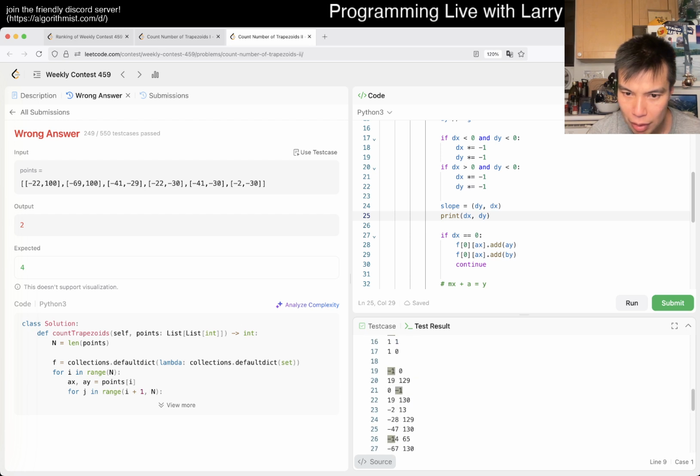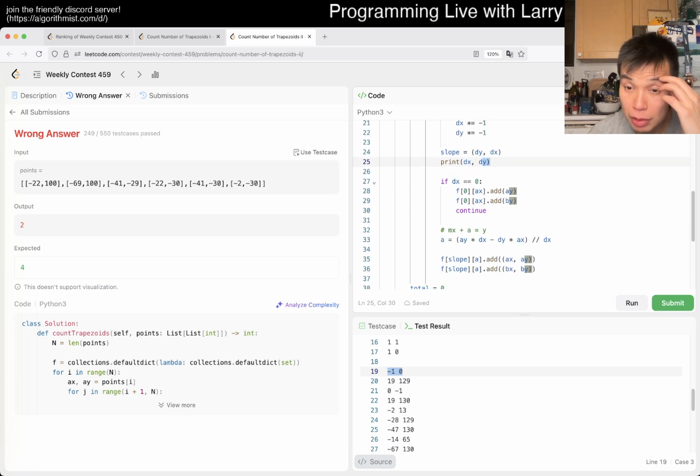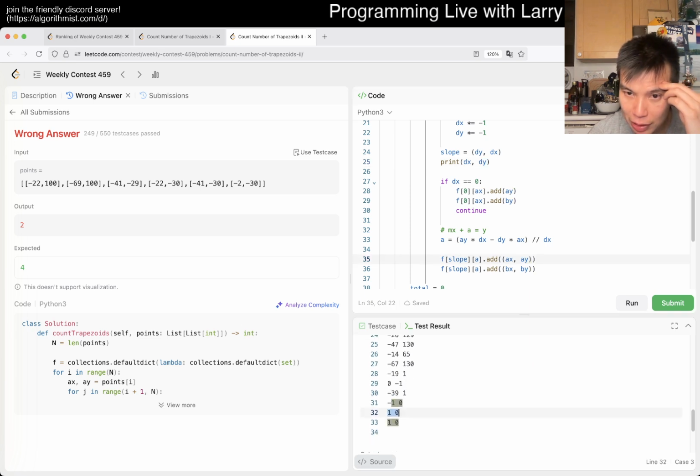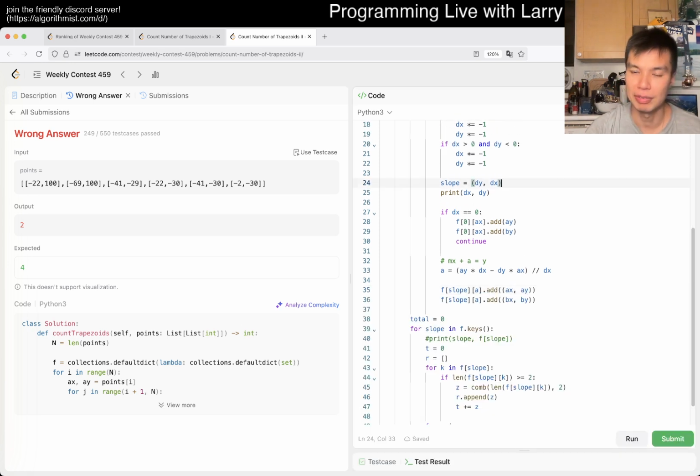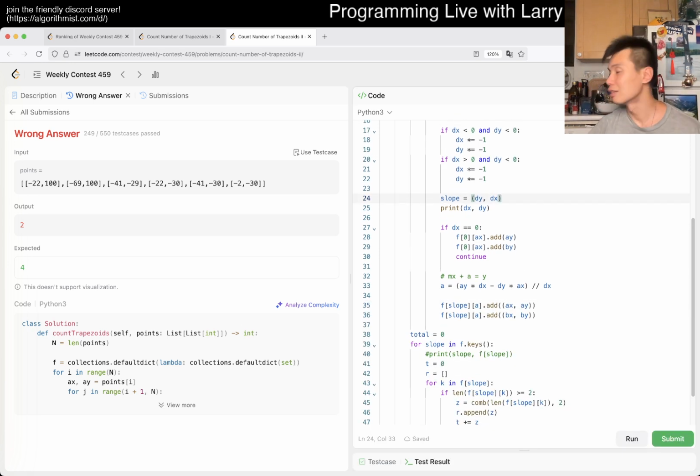But if dx is 0, we don't use dy anyway. So okay, but what if it's horizontal? Maybe this one is the wrong issue, because then the slope is -1. Dx is -1. Dy is, the slope is going to be, because the slope is different across, because it could be 1, 0, even though all the slopes are 0. Okay, I see. That's an easy fix. 0 is such a weird case.